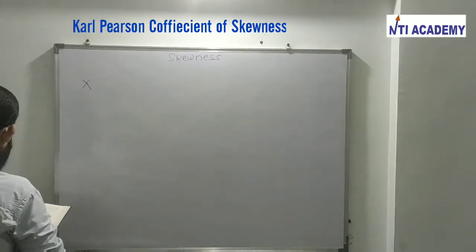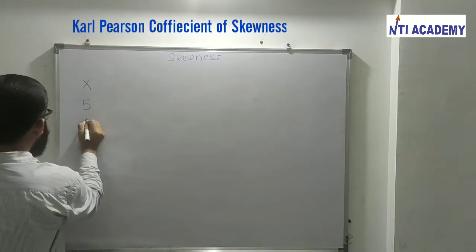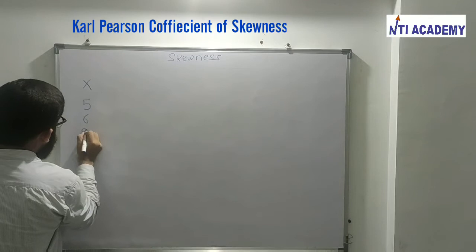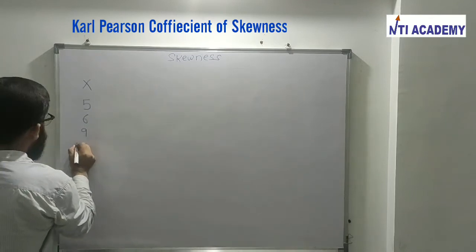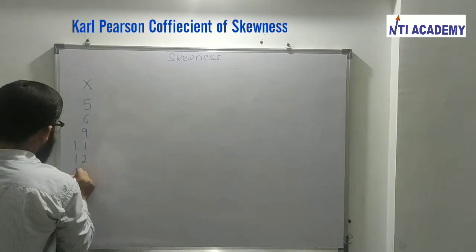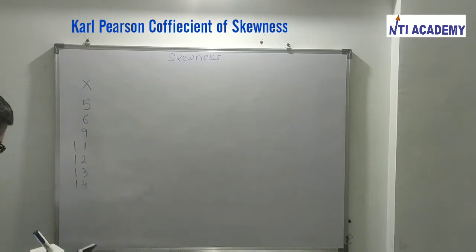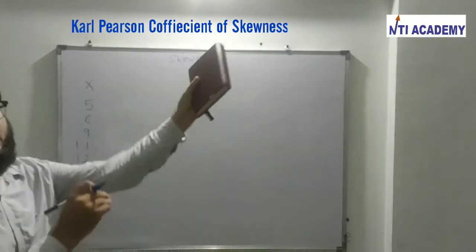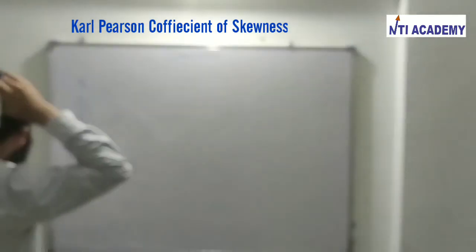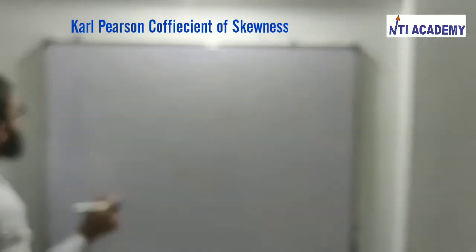The values are 5, 6, 9, 11, 12, 13 and 14. So these are the values which are given to you. Now you have to use these values and find the Karl Pearson coefficient of skewness.